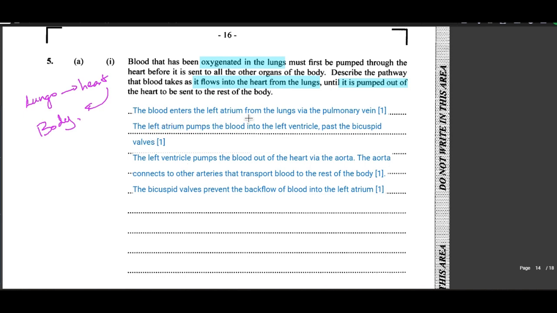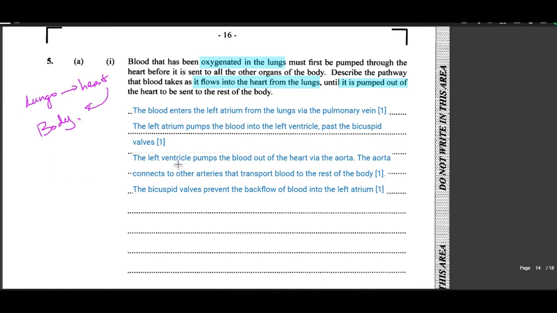So the blood enters the left atrium from the lungs via the pulmonary vein. Boom. Yeah, right? It's leaving the lungs via the pulmonary vein. It enters the heart via the left atrium. And then next point, left atrium, that's going to pump the blood into the left ventricle past the bicuspid valves. Yeah, and the valves, you need to mention them because they are a very, very important part of heart function.